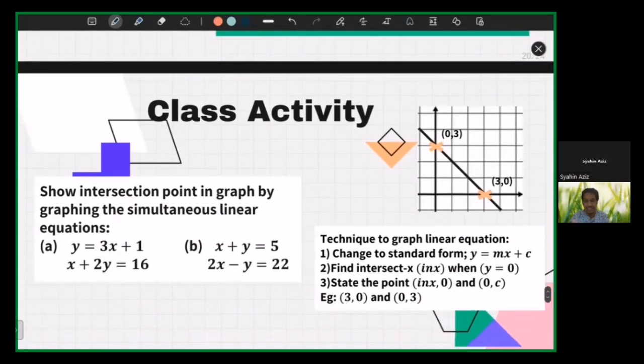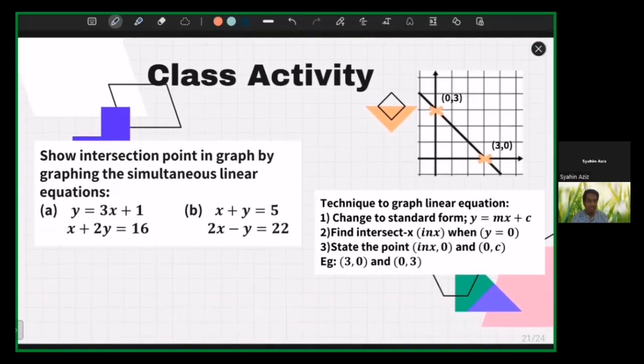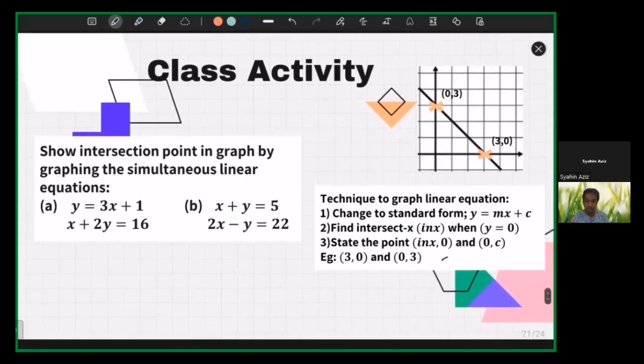Okay, thank you. So this is today's class activity. Students, all you need to do is show me the intersection point in a graph by graphing the simultaneous linear equations. Question A: y equal to 3x plus 1 and x plus 2y equal to 64. Question B: x plus y equal to 5 and 2x minus y equal to 22. You can use this technique to graph the linear equation, like I taught you before. You can take your time. I will give you around 10 minutes to complete.